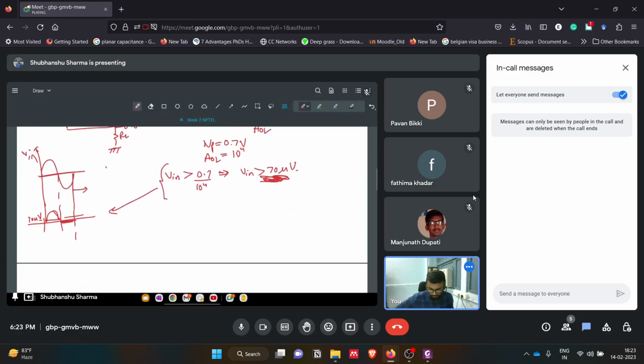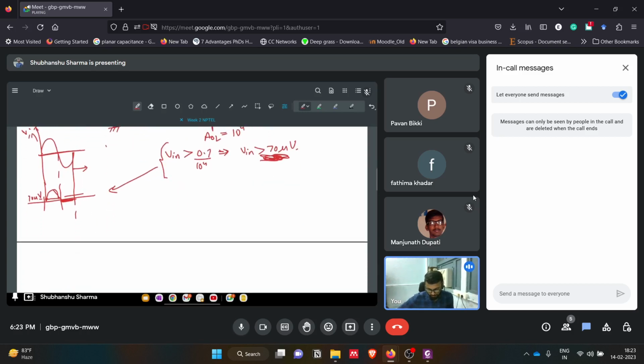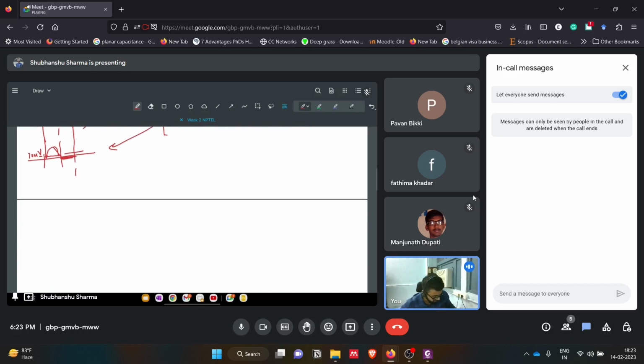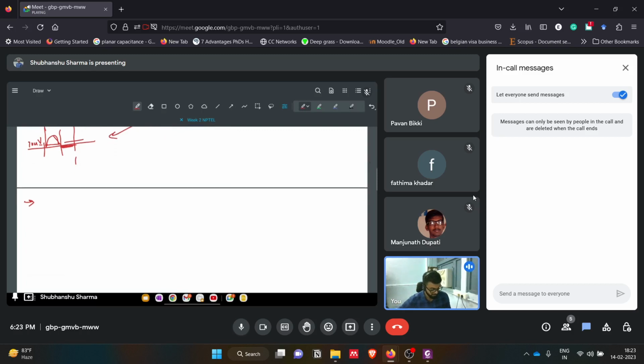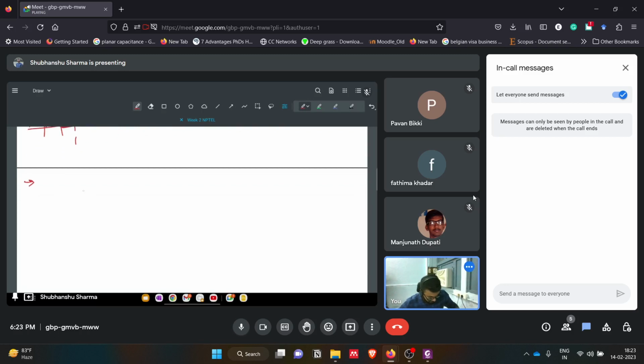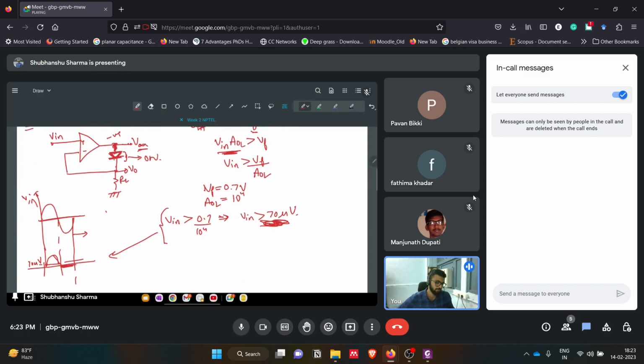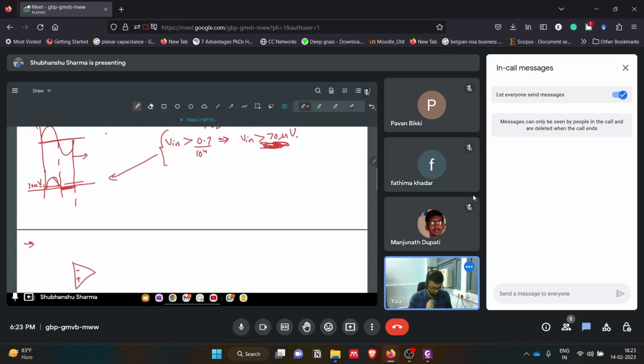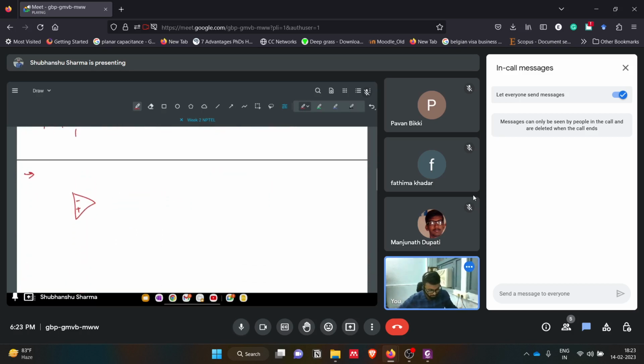Then we come to the full wave rectifier circuit. Half wave rectifier is over, but in many applications we require a full wave rectifier to convert AC to DC. So how will we realize the full wave rectifier? For a half wave rectifier we were using only one diode, but for full wave, by intuition, we may require two diodes, and we'll see how we can realize this circuit using two diodes.